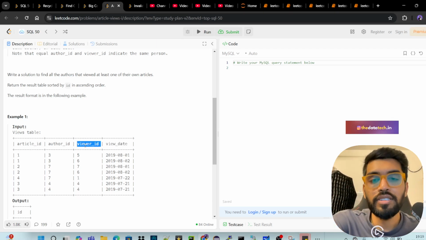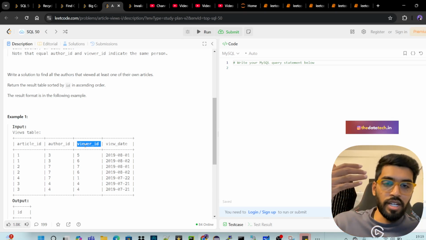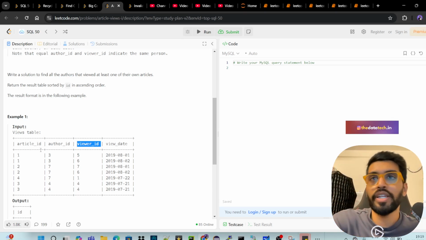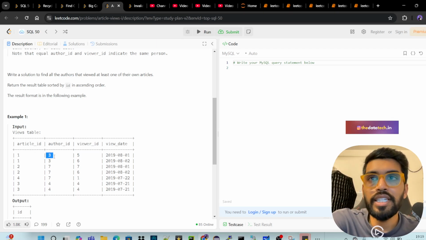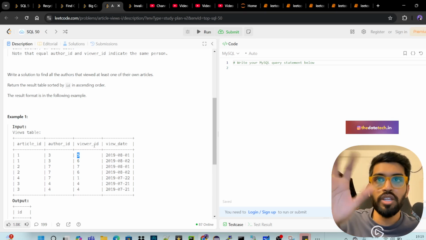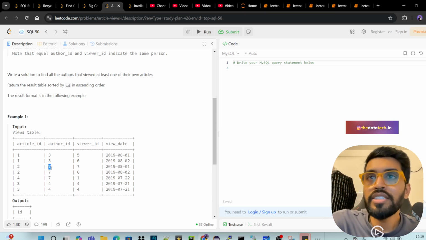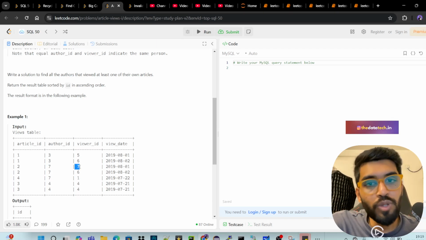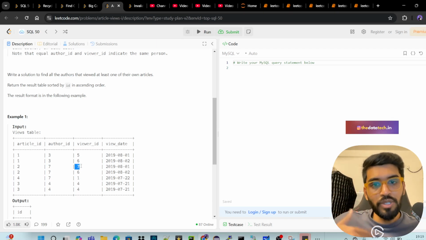So view ID maintains the list of IDs who viewed that particular article. Okay, that means author ID 3 and the book of this author ID was viewed by 5. So this is not matching. Basically your author ID should be matched with the viewer ID. If you see here, 7 is the author ID and the viewer ID is also 7. That means 7 is a person who read his own book, 7 by 7, right?